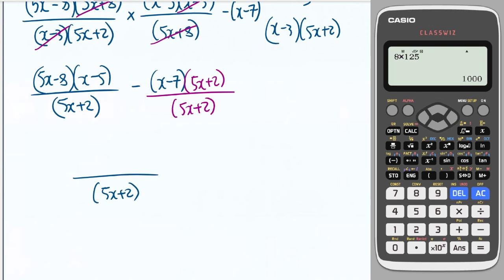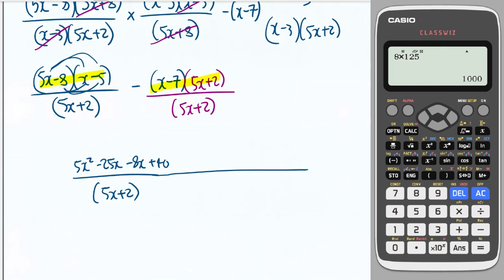Now on the top line we've got this minus that, and we are going to have to expand these, I'm afraid, in order to check what they get when we expand them and subtract them. So 5x squared minus 25x minus 8x plus 40. Better extend that along a bit.